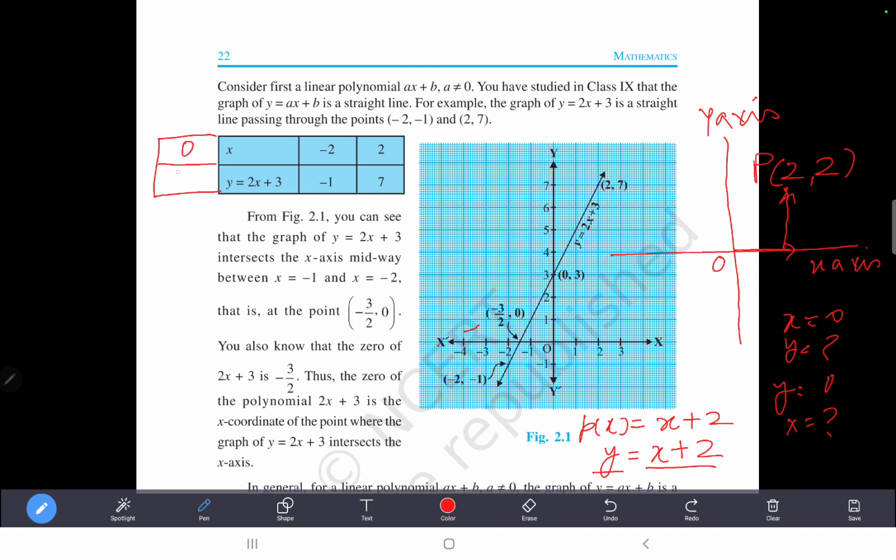So if I'm putting x as 0, it's 2 into 0 plus 3, so it's 3. So there will be a point (0, 3). And then you can put a point, as I told, for y equal to 0, this one. And then you can draw the line.